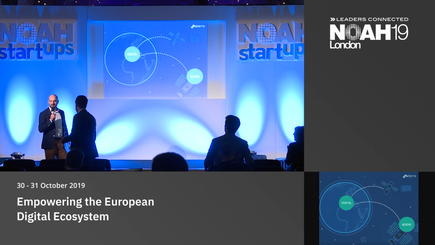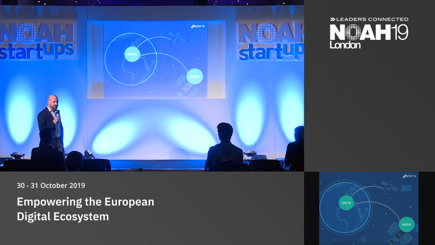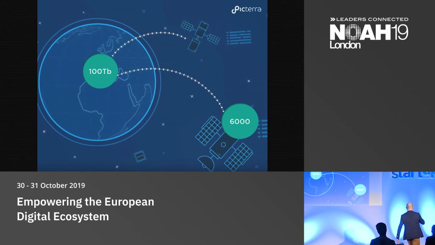So 6,000, this is the number of satellites currently taking pictures of the planet. All these guys, they are collecting 100 terabytes of data every day. It means that in 2 days, they have acquired as much data as the whole Wikipedia in 40 languages.